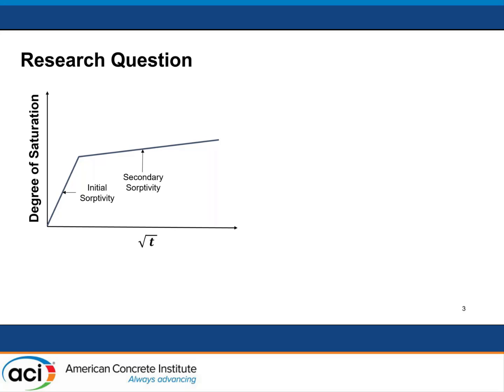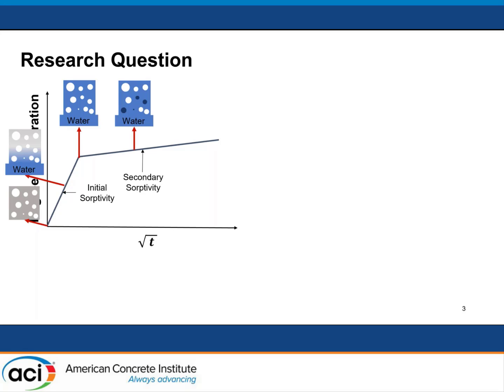This is a two-part process. You have your dry cement paste, and if you put that cement paste in contact with water, the capillary forces dominate, and that will fill the capillary and gel pores. This is your initial sorption. And once that process has ended, you then go into a secondary portion, which is the slower movement of water into larger air voids. And this is the secondary sorption process.